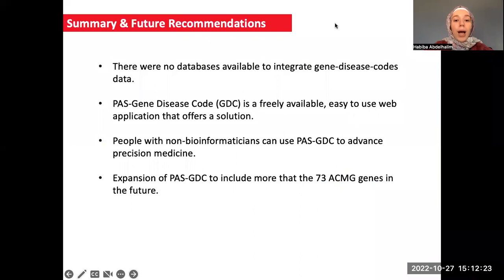In conclusion, our PAS-GDC web application offers a freely available, easy-to-use, and up-to-date gene disease code database that can help pharmacists, doctors, and researchers to engage in a more personalized approach to medicine. In the future, we plan on expanding our database to include more than the 73 ACMG genes currently available.